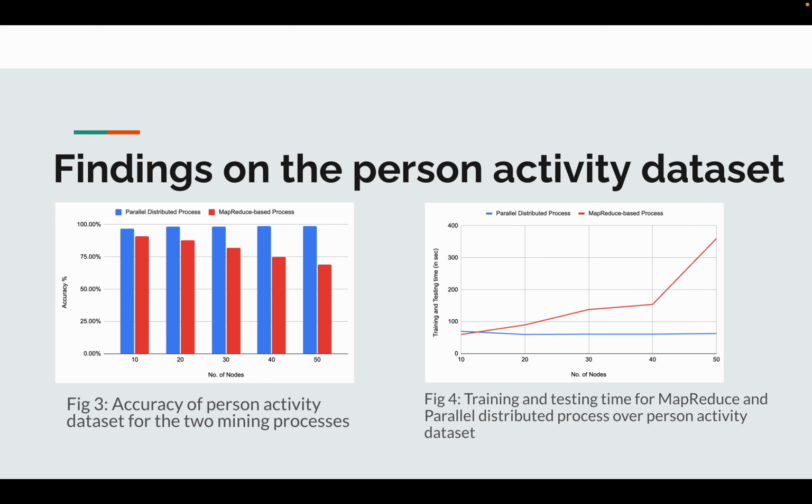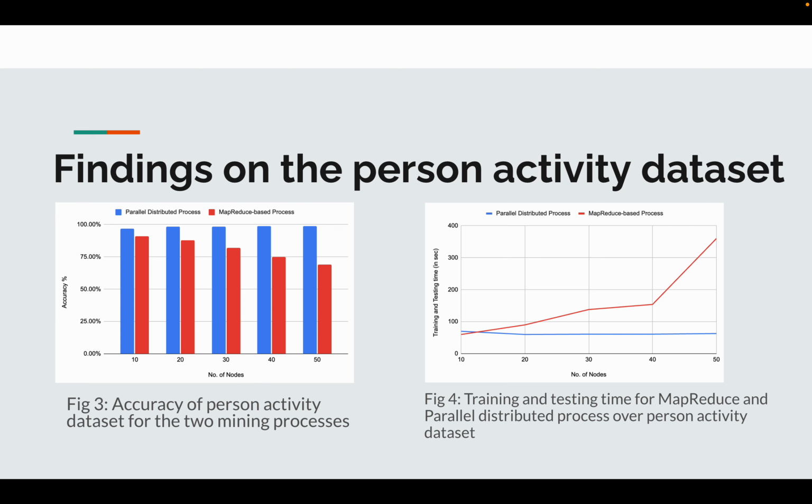The datasets used in this study, namely the cover type and person activity datasets, are characterized by a large number of data samples and are multi-class classification problems. For such large and complex datasets, the most effective and efficient choice is the parallel distributed procedure, as it yields the highest rate of classification accuracy and requires the least processing time compared to the MapReduce based procedure.